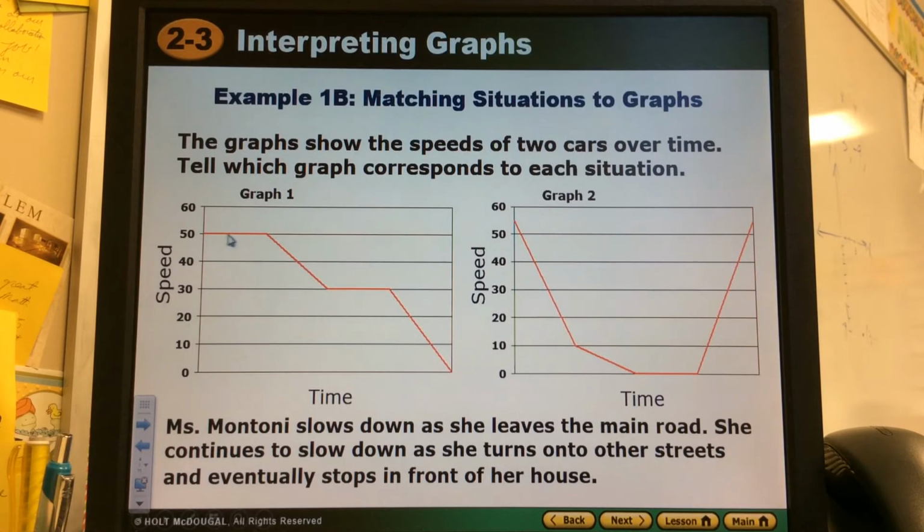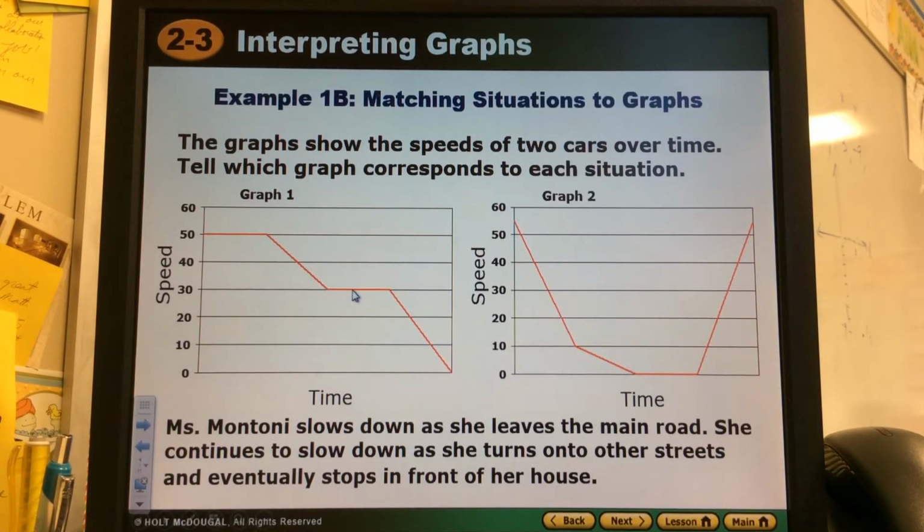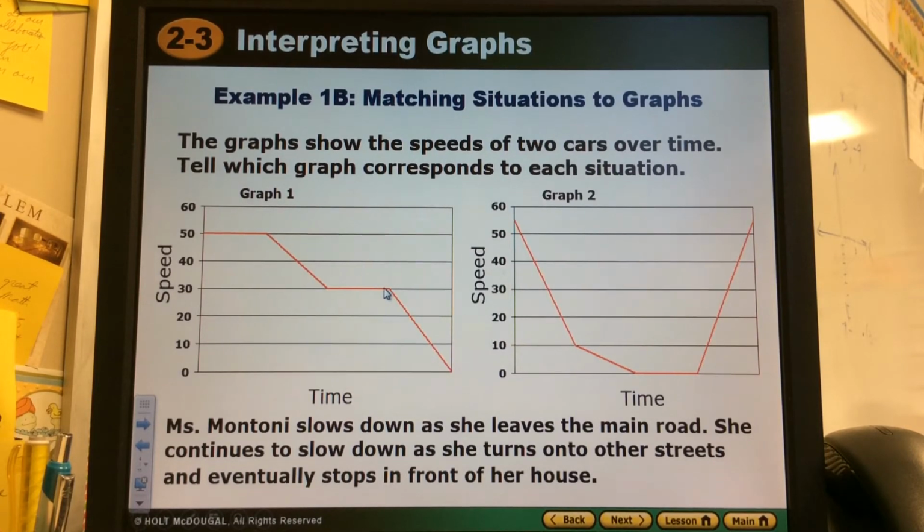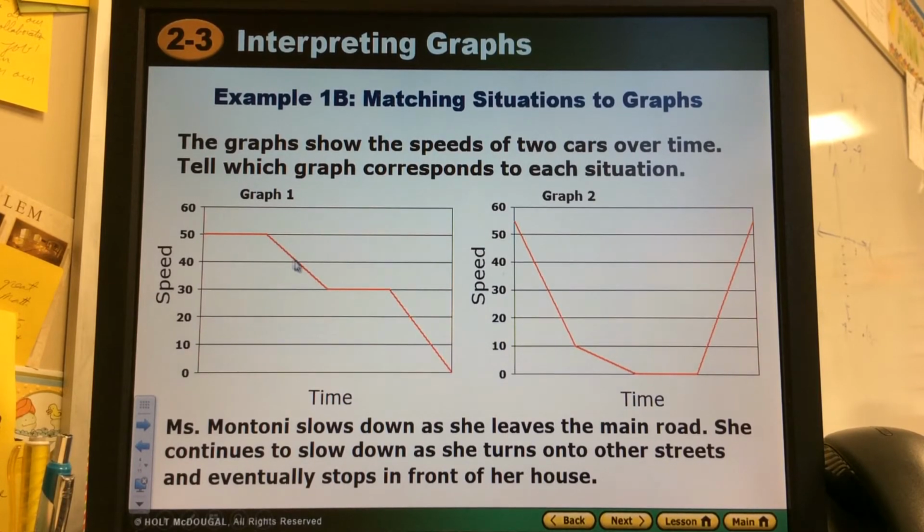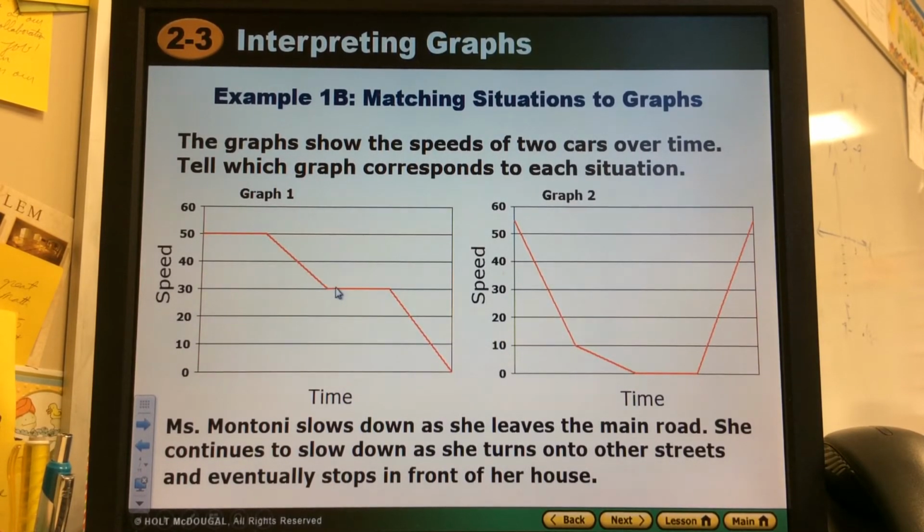So what I'm thinking is maybe she slows down and she's pulling over into a slower lane. But then if she's going a constant rate of speed of 30, I'm thinking maybe the speed limit really is about 30, and she was just speeding here. Maybe she saw a cop, she slowed down, then she's cruising at 30 miles per hour. And then it says she continues to slow down and eventually stops in front of her house.